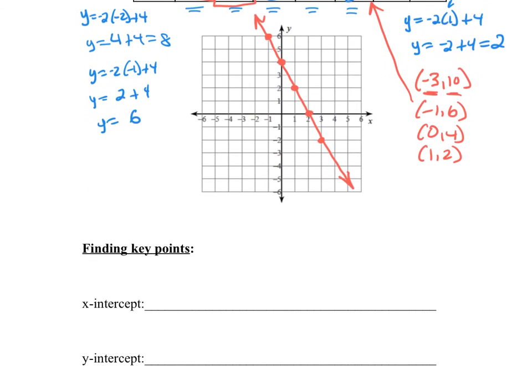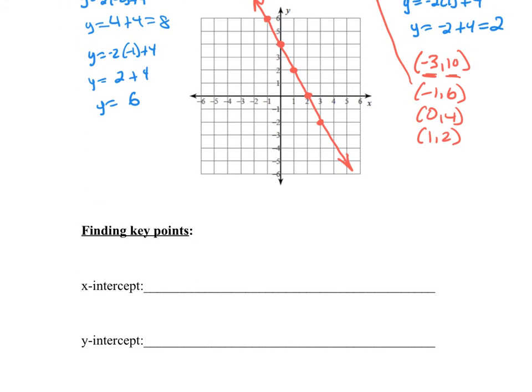Now, I'm going to slide this up. And we're going to talk about finding some key points on graphs. Okay? There's 2 points on graphs that are very important to us. One is called the x-intercept. And this is where the graph crosses the x-axis. Okay? That point is right there. So the x-intercept would be 2, 0. So it's the point on the graph where the graph touches the x-axis.